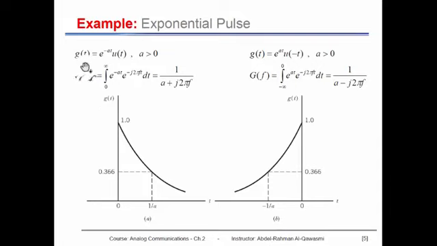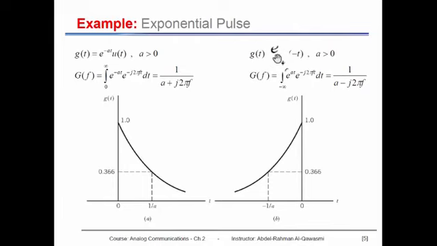Fourier transform for the exponential pulse, of course, for the decaying exponential pulse, and this is our result, 1 over a plus j2πf. This is the Fourier transform of the decaying exponential pulse. We do the same for g of t.